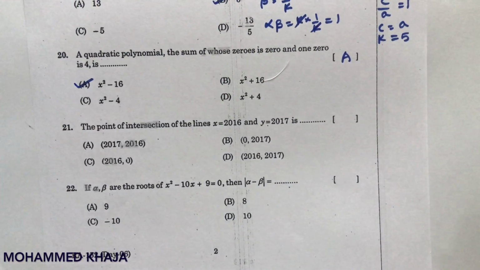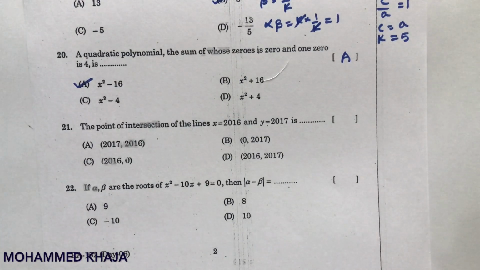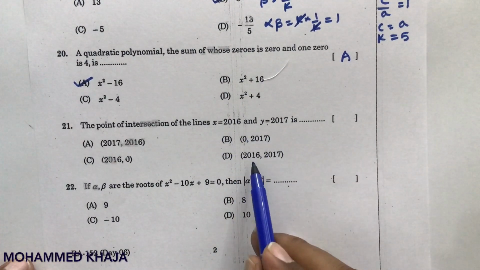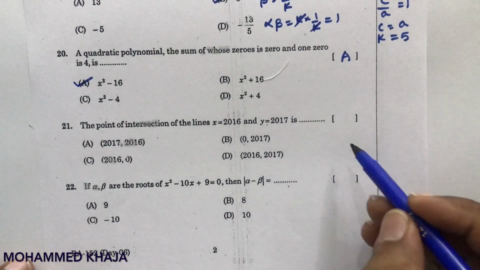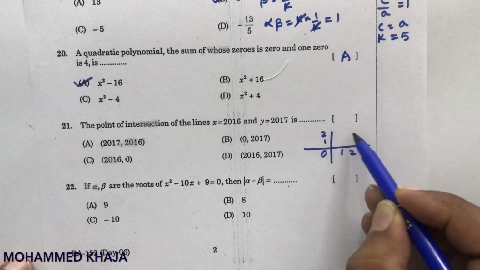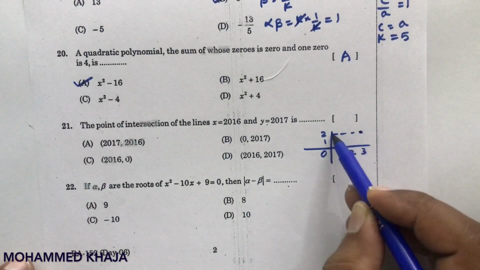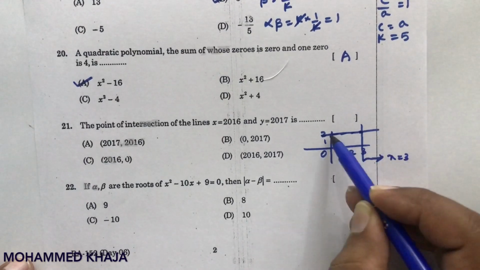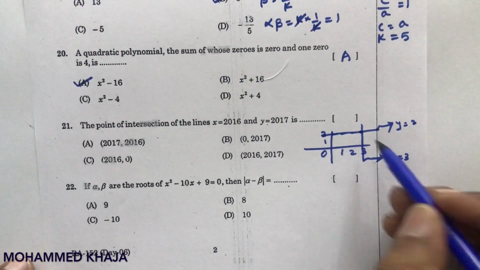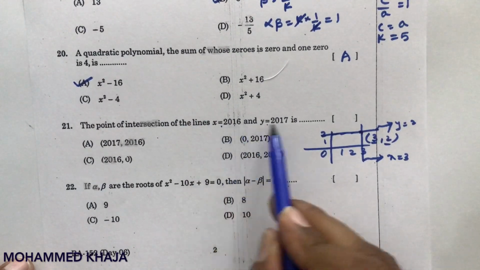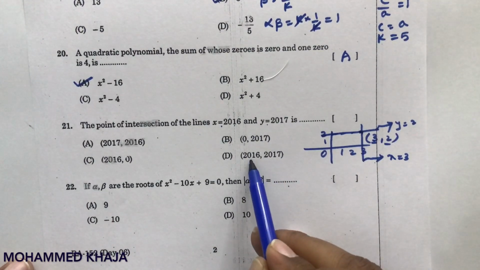Next question. The point of intersection of x is equal to 2016, y is equal to 2017. See here, x is 2016, y is 2017. So the correct option is D. I'll give one small example. Like see this 0, 1, 2, 3, 1, 2. Now suppose if you take this point, this is x equals 3 and this line is y equals 2. So where they'll meet at 3 comma 2. So first x value, then y value. Here x is 2016, y is 2017. So the point is 2016 comma 2017.